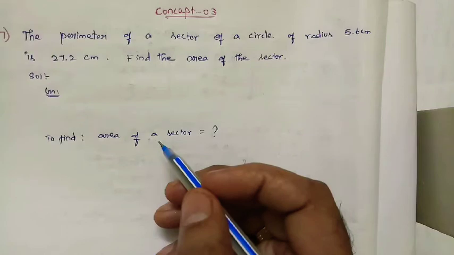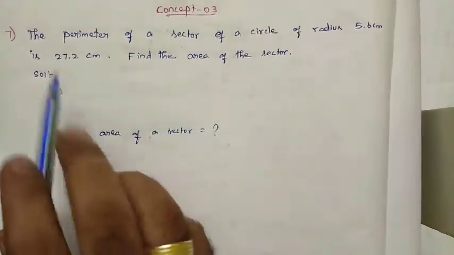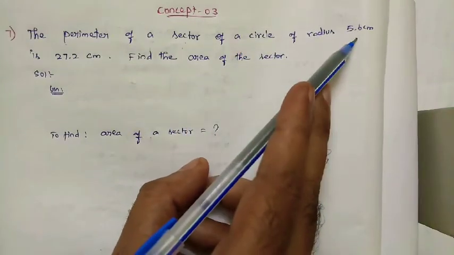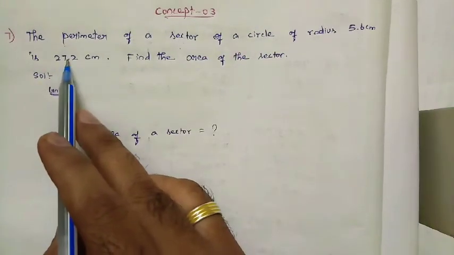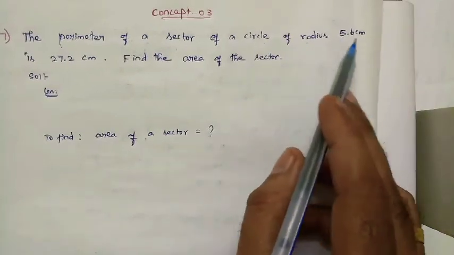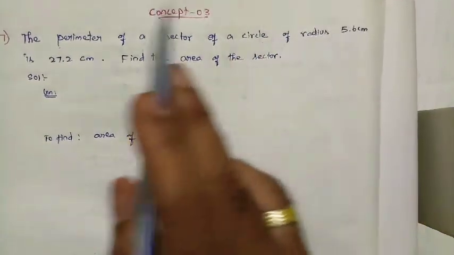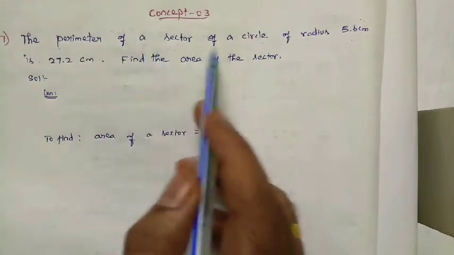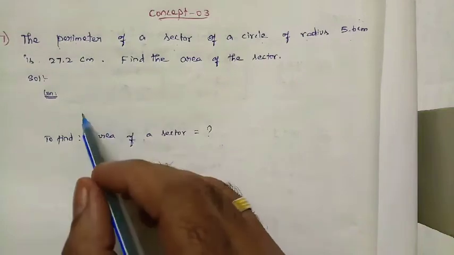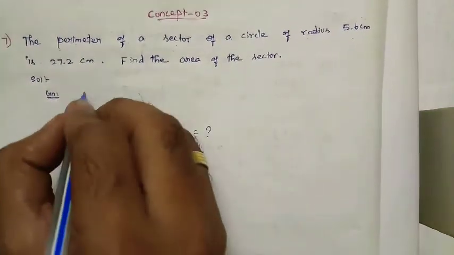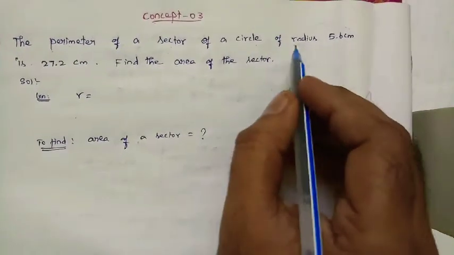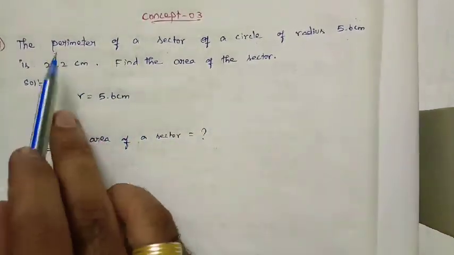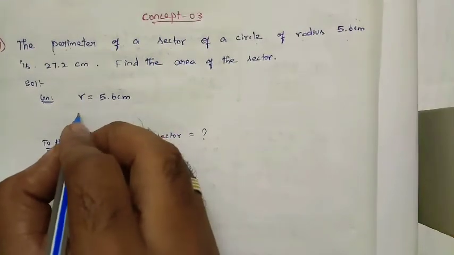But here, what are the things we are having? First we will write the given. The perimeter of a sector of a circle of radius 5.6 centimeter is 27.2 centimeters. What is 27.2? The perimeter of a sector of a circle. So here the radius of the sector is 5.6 centimeter, right?